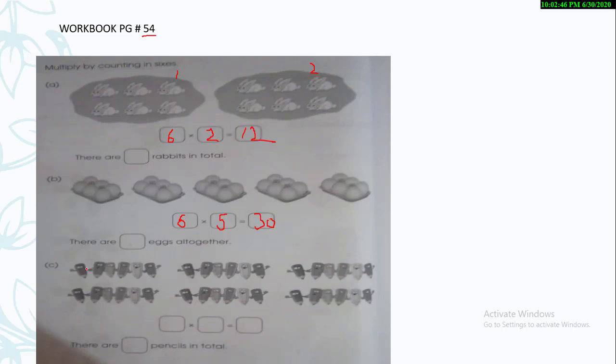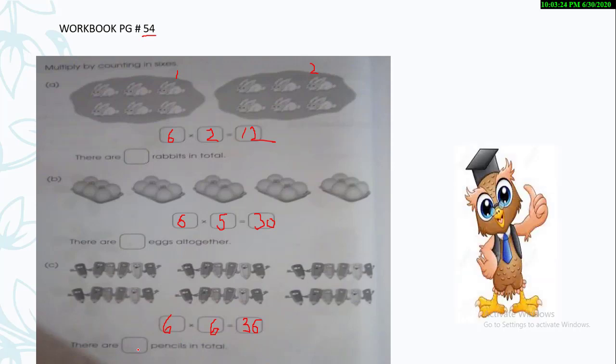And let's have a look. How many pencils are there in each group? 1, 2, 3, 4, 5, 6. Yes, 6 pencils. And how many groups are there? 1, 2, 3, 4, 5, 6. Okay, 6 is an even number. 6 sixes are... let's use the trick. It's an even number, so 6 will come as it is, and what is half of 6? That is 3. Yes, 36 is your answer. Please copy the same answer over here as well. This owl is here to give you a thumbs up. Thumbs up for all my kids.